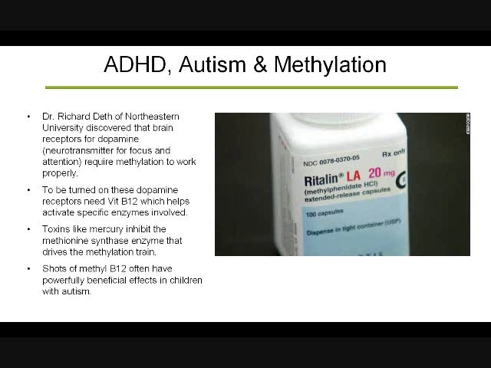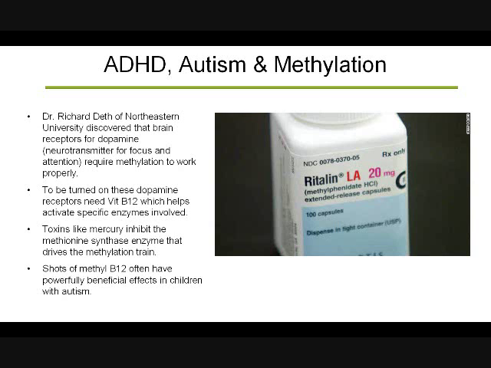Methylation and ADHD and autism. Dr. Richard Deth at Northeastern discovered that brain receptors for dopamine require methyl groups to work. Now we're talking about a receptor in the cell wall. Remember we talked about how proteins float in that cell wall. A dopamine receptor is looking for a molecule of dopamine that when it binds to it would create a feeling of pleasure and reward and satisfaction. For that receptor to even be open to receiving the dopamine molecule, it needs methyl groups. It needs to be methylated.